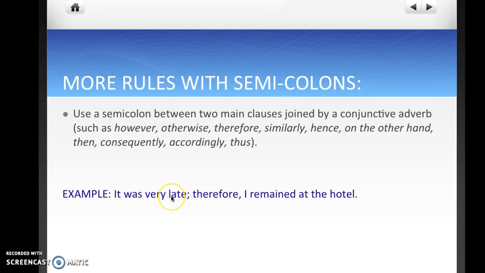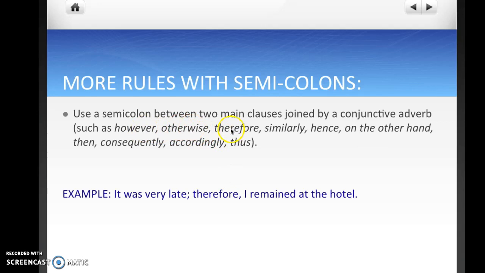It was very late. That makes sense to me. It has a subject, it, and was is the verb. And then it has a subject and verb, and it makes complete sense in the second part, which is I remained at the hotel. Like, I understand that. It's not a fragment. It's a complete idea. And so therefore joins these two statements. They do relate to each other in meaning.